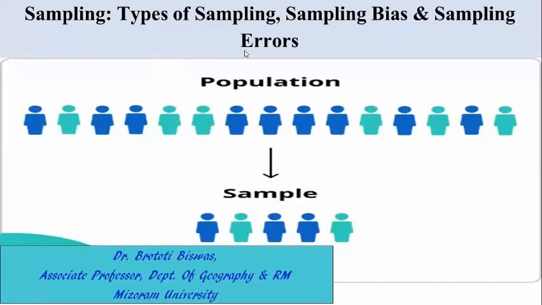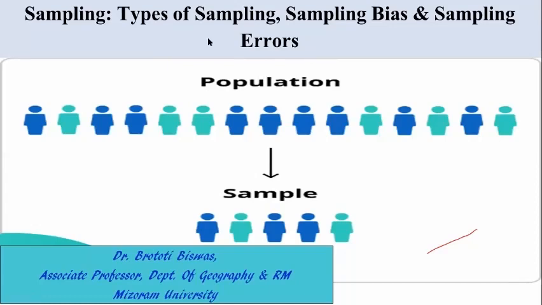Types of sampling, sampling bias, and sampling errors. These are the various types of sampling, or the various parameters of sampling, and generally we do sampling right from our pre-research classes and also in research classes.